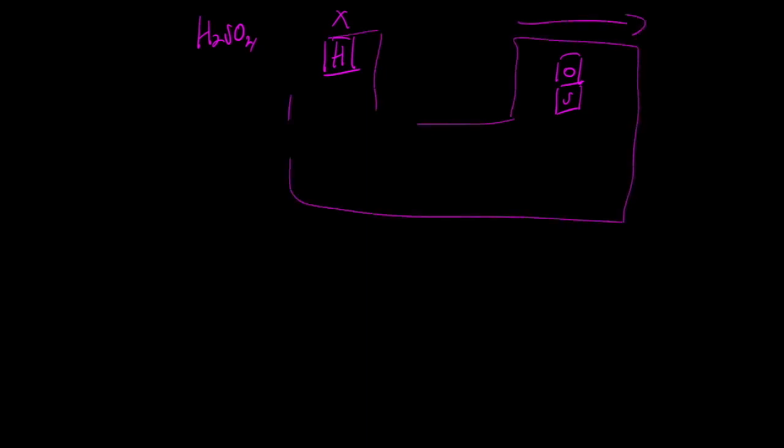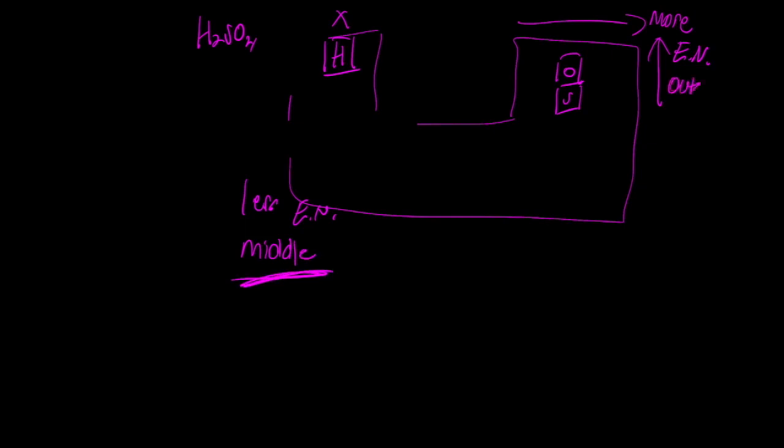Now, remember that more electronegative atoms are over here. EN is my shorthand notation for electronegative. All right? Less electronegative is over here. Okay? So these ones are going to be in the middle. Okay? These ones are going to be on the outside. And we have a sprinkling of hydrogens on the outside of that.